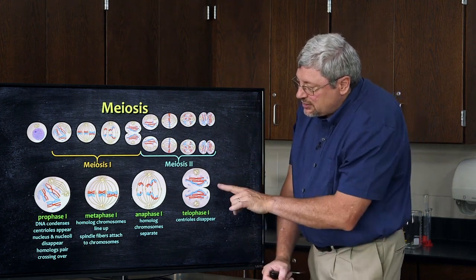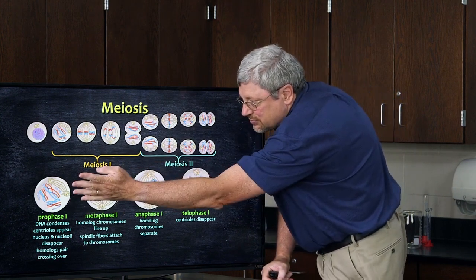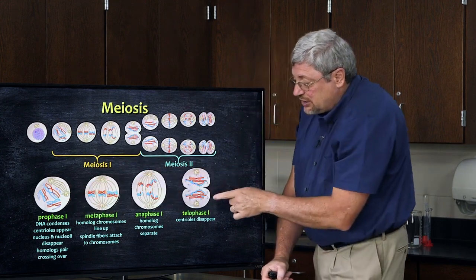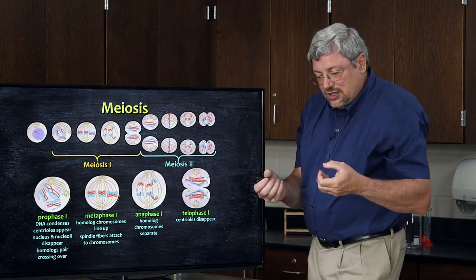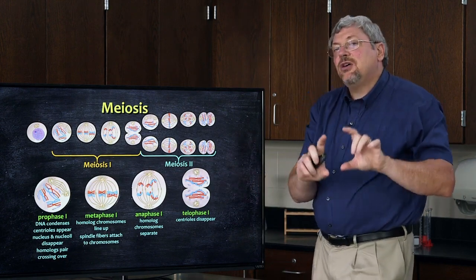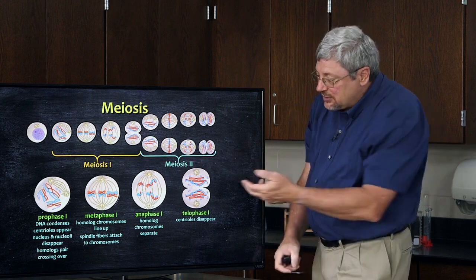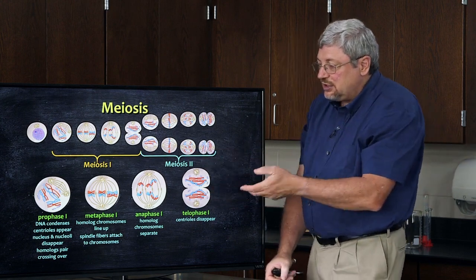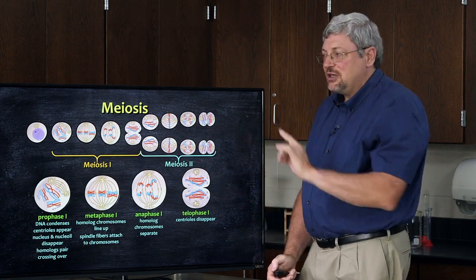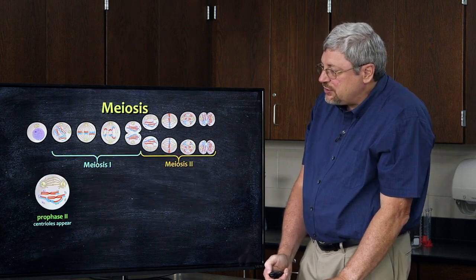But at this point, we have reduced the number of chromosomes, let's say if we're talking about humans, from 46 to 23. Because we've taken homologous chromosomes and paired them and then separated, putting the homologous chromosomes on opposite ends of the cell and separating them into two separate cells. So now each of these cells has half the number of chromosomes of the original cell. We move into meiosis 2.